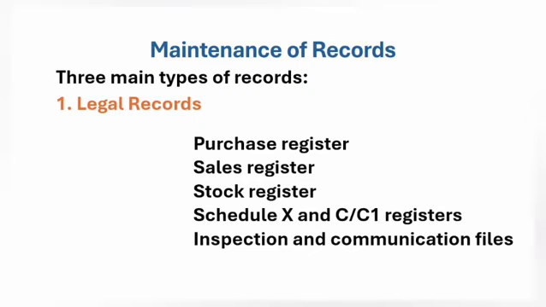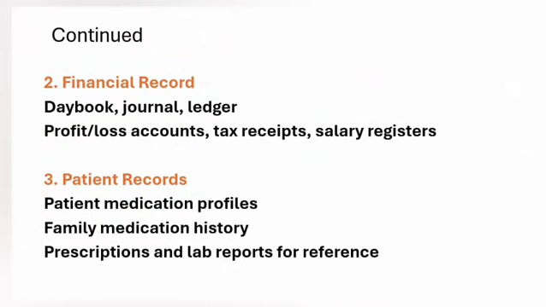Maintenance of records. Three main types of records. First, legal records. It includes purchase register, sale register, stock register, Schedule X and C or C1 register, inspection and communication files. Second, financial records: daybook, journal, ledger, profit or loss accounts, tax receipts, salary register. Third, patient records: patient medication profiles, family medication history, prescriptions and laboratory reports for reference.